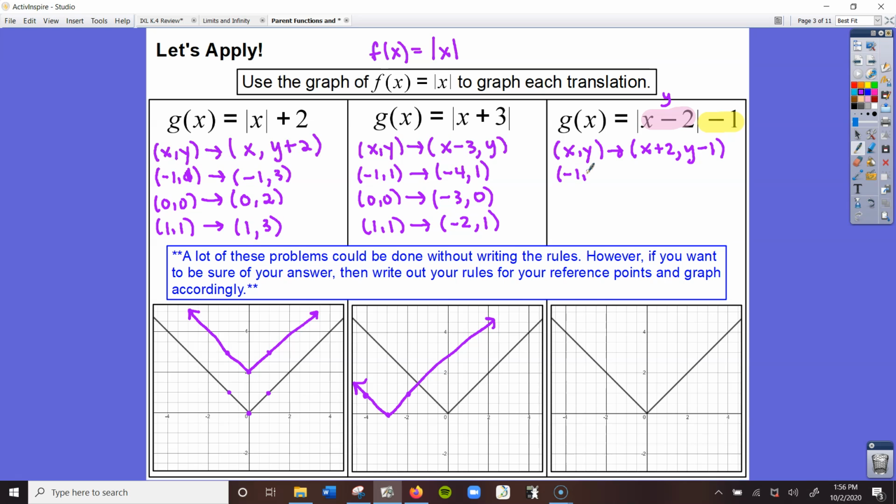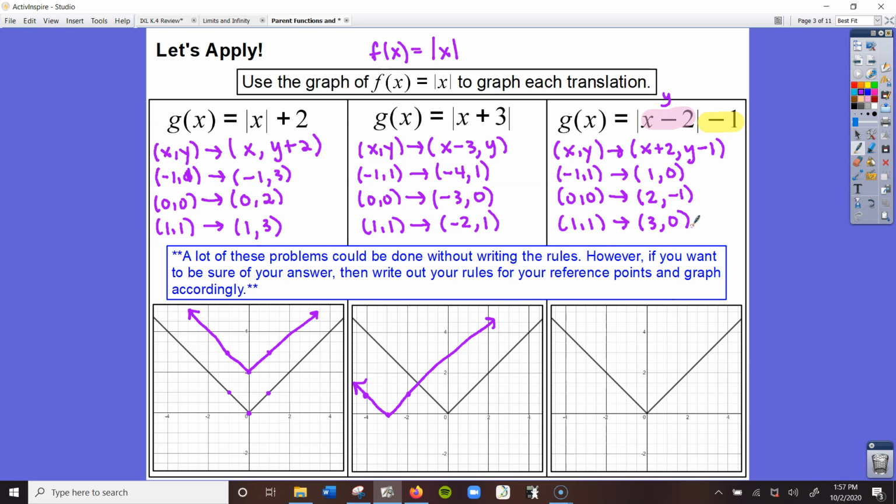So again, we use the same reference points, (-1, 1), (0, 0), and (1, 1). And I plug it into the rule. For the x's, -1 plus 2 is 1, and for the y, 1 minus 1 is 0. For the coordinate (0, 0), we have 0 plus 2, which is 2, and 0 minus 1, which is -1. And finally, for (1, 1), 1 plus 2 is 3, and 1 minus 1 is 0.